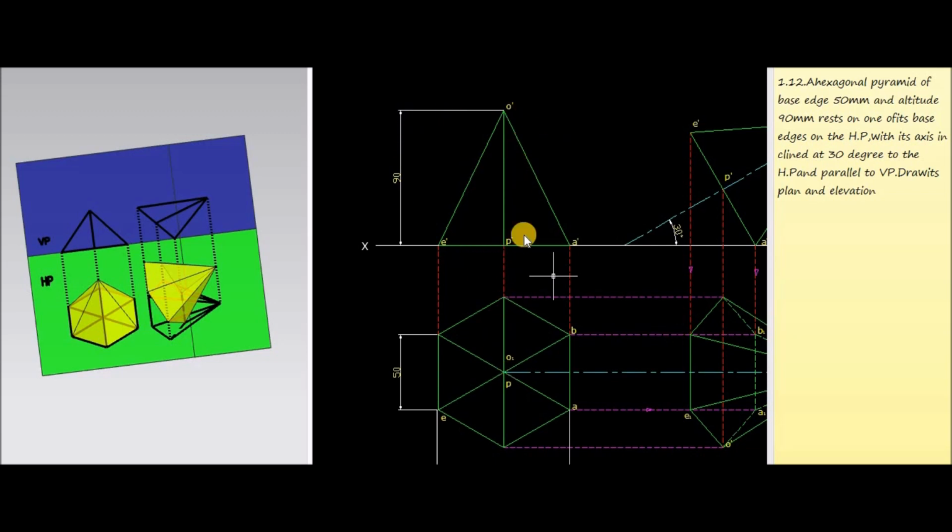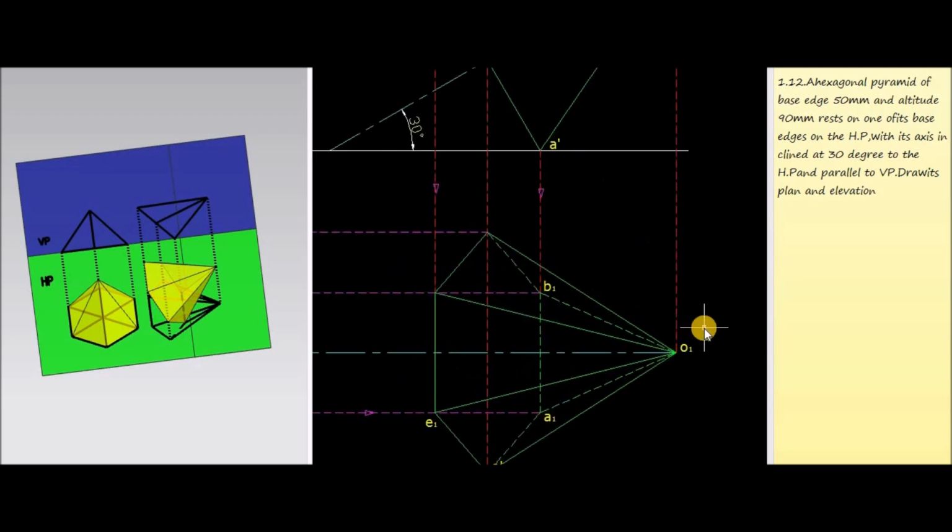Then mark the vertex, which can be represented as O dash. Corresponding to this front corner, we can mark E dash, and corresponding to this corner we can mark A dash. Then join all these corners, and this triangle represents the front view of the hexagonal pyramid.